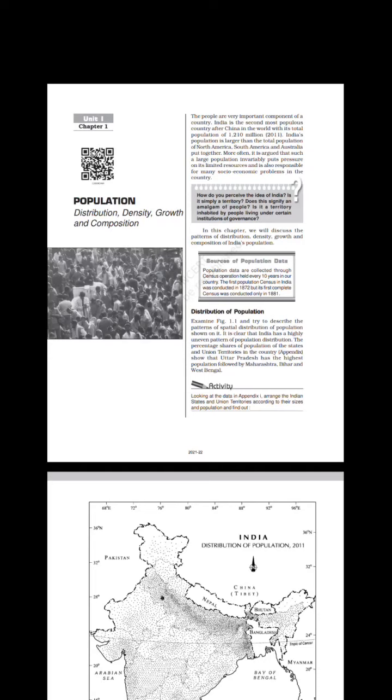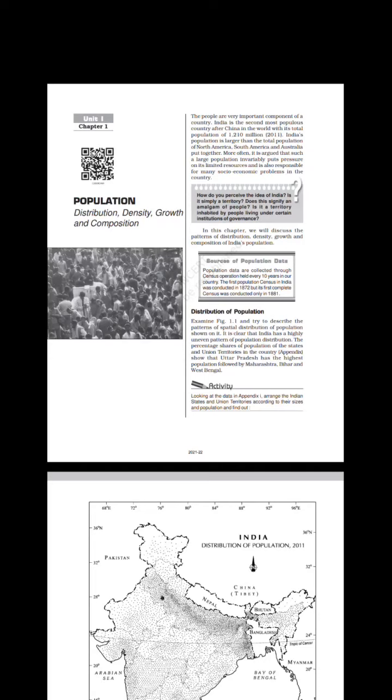How do you perceive the idea of India? Is it simply a territory? Does this signify an amalgam of people? Is it a territory inhabited by people living under certain institutions of governance? In this chapter, we will discuss the patterns of distribution, density, growth, and composition of India's population.